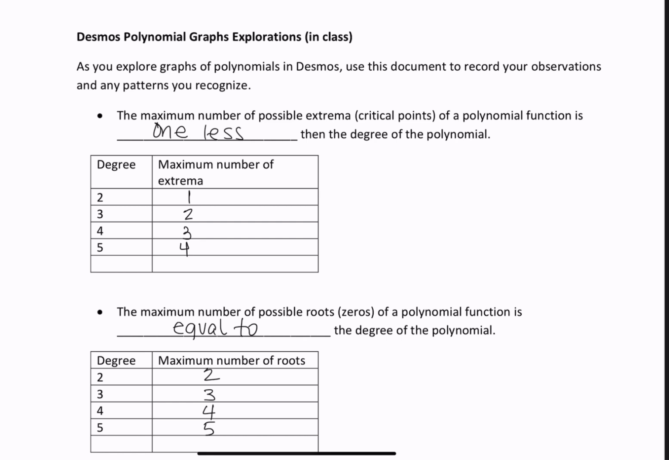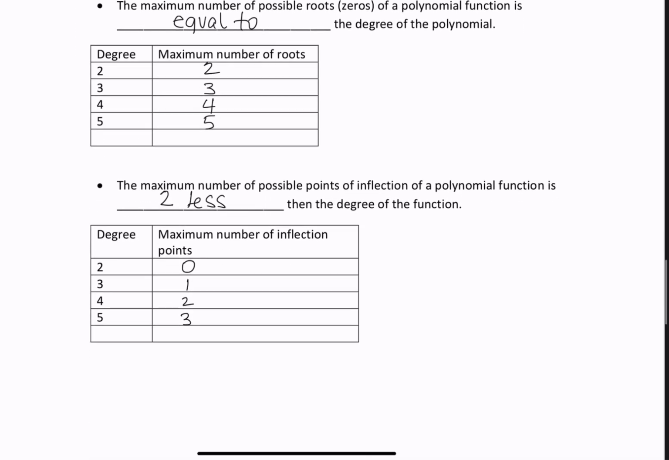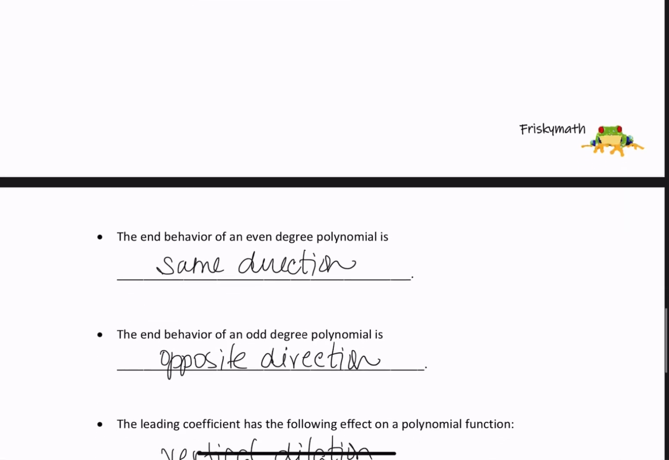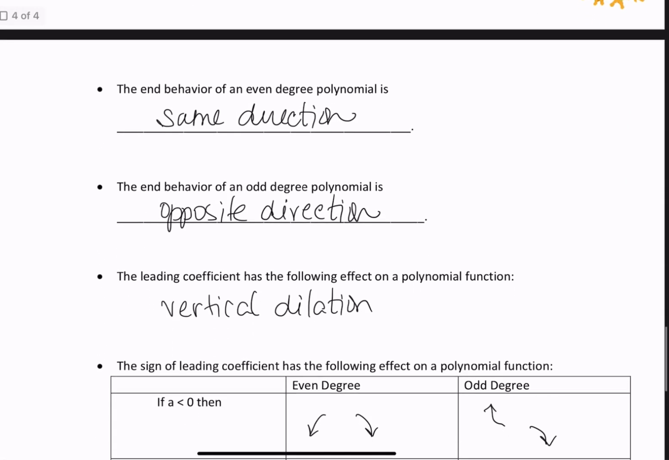We had the opportunity to explore polynomial graphs in Desmos in class. And I'd like you to go down to what you decided or what you summarized for end behavior. And hopefully you realize that the end behavior of an even degree polynomial will always go in the same direction, and the end behavior of an odd degree polynomial will always go in opposite directions. And we're going to summarize that a bit more, and we'll use the end behavior notation today.